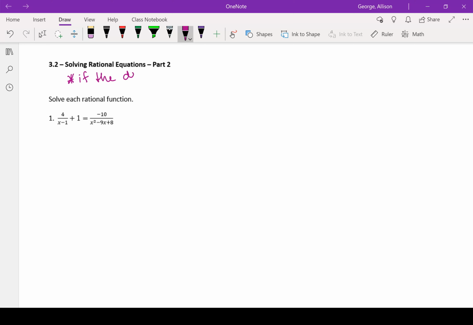So if your denominators are not factored first, you want to do that before you do anything else. And the nice thing is you don't need to worry about the numerators right now. You just need to worry about the denominators.